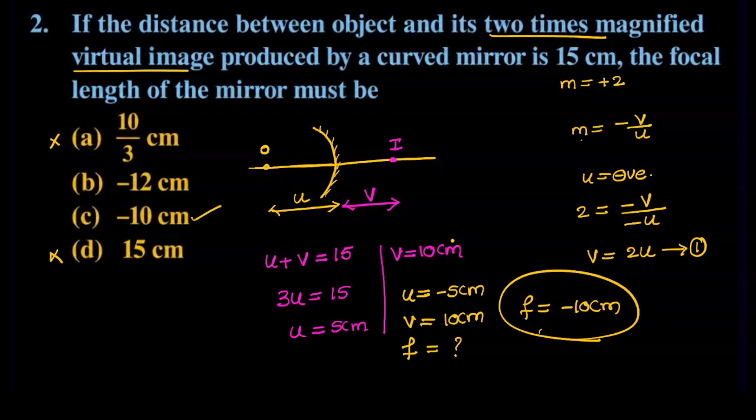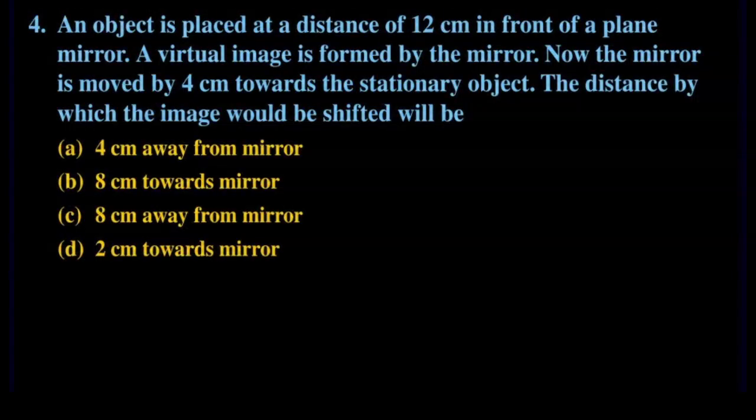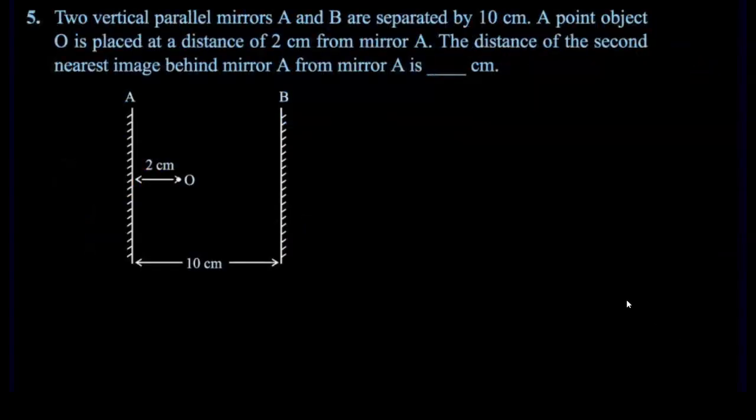Next one. Fifth one. Two vertical plane mirrors A and B separated by a distance of 10 centimeters. A point object O is placed at a distance of 2 centimeters from A. The distance of the second nearest image behind A from mirror A is.